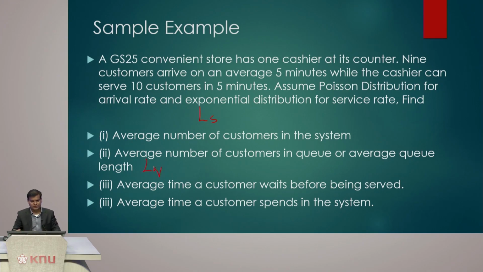Then find the average time a customer waits before being served, and the average time the customer spends in the system. That's the average time the customer has to wait and the average time the customer spends in the system, so that's like WQ and WS. We have all these formulas.